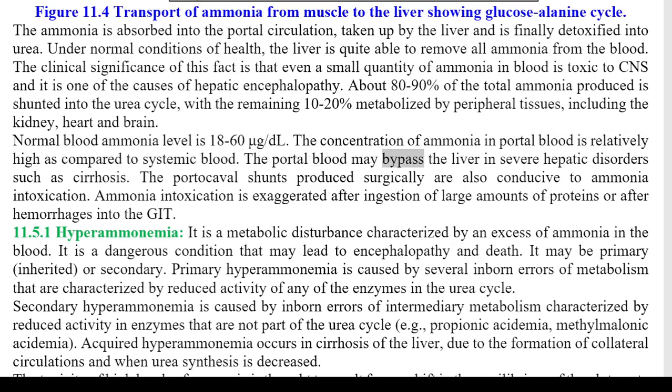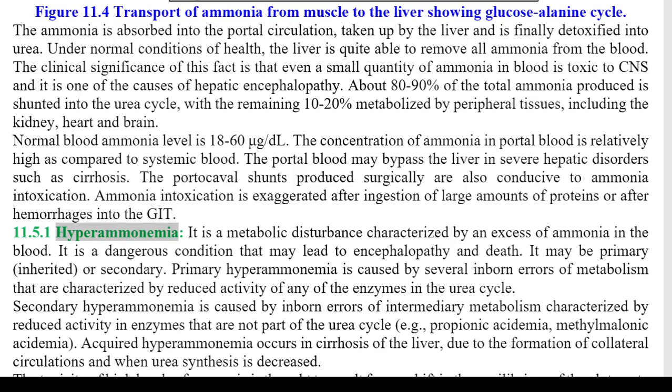The portal blood may bypass the liver in severe hepatic disorders such as cirrhosis. The portocaval shunts produced surgically are also conducive to ammonia intoxication. Ammonia intoxication is exaggerated after ingestion of large amounts of proteins or after hemorrhages into the gut.